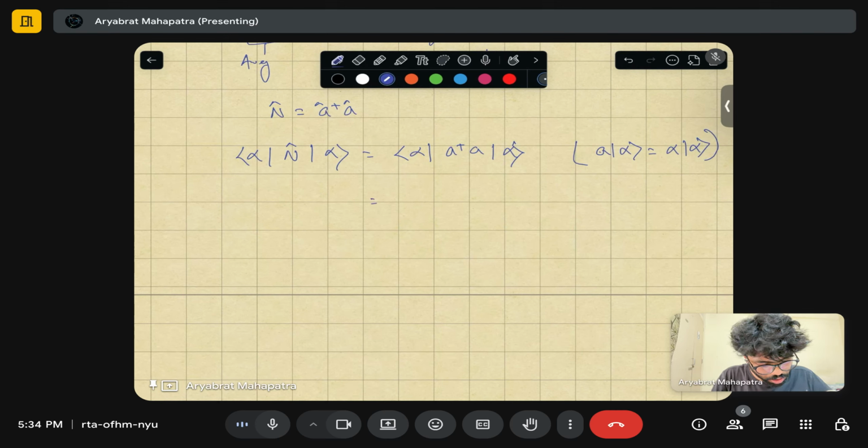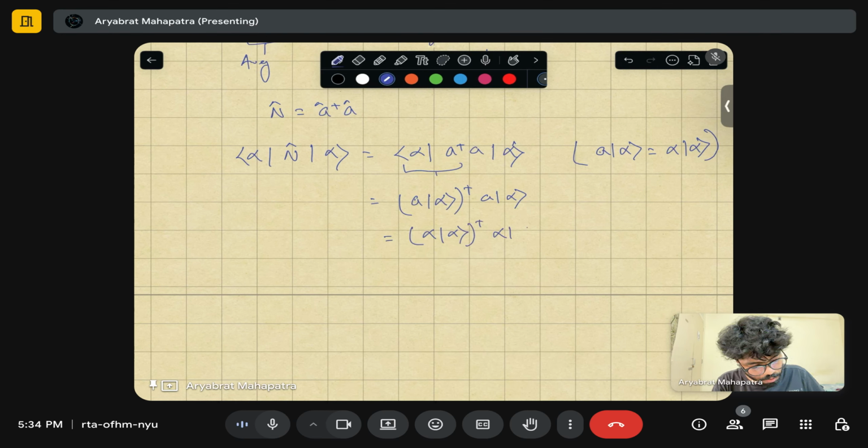Using that, and also if I take the conjugate of this, I can write this part as a of alpha conjugate and a of alpha. So a of alpha is alpha alpha, and so here I have alpha alpha dagger alpha alpha.